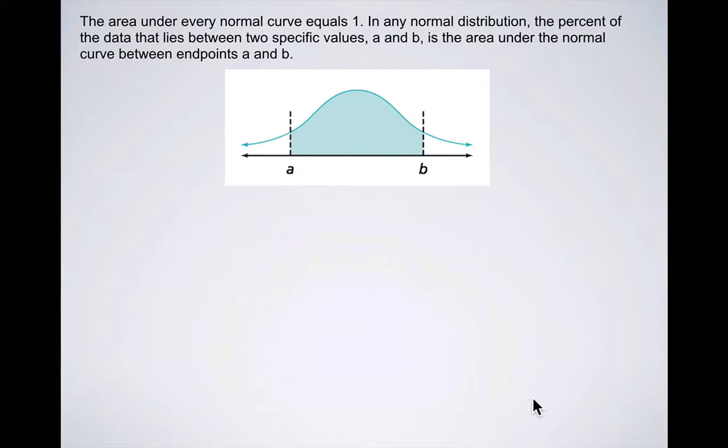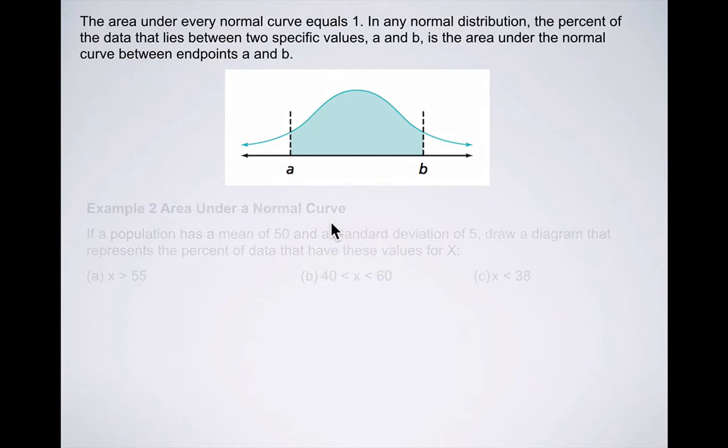Now the area under every normal curve equals 1. And in any normal distribution, the percent of data that lies between two specific values A and B is the area under the normal curve between endpoints A and B. So if 80% of the population lies here, then the probability that a randomly selected individual will have a data value between A and B is going to be 80%. Now we can use properties of a normal curve to make predictions in situations where we know the mean and the standard deviation.